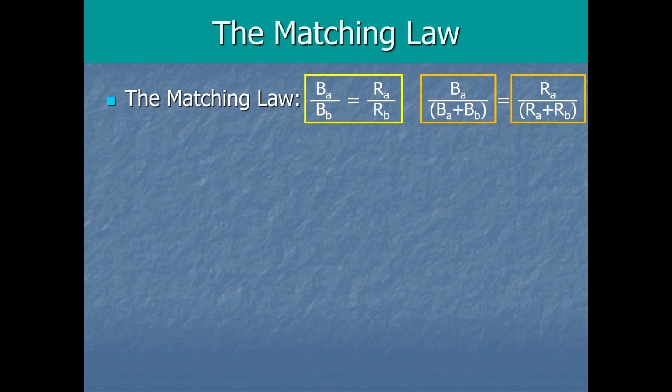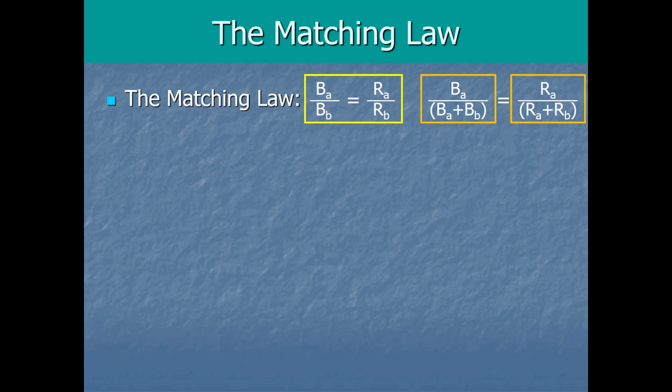What we're seeing in yellow here, we're saying the ratio of behavior on key A to key B is equal to the ratio of reinforcement on key A to key B. That's still the matching law. It's still about the relative rate of reinforcement on those dictating the relative rate of behavior on those. Okay? So same thing, that's still the matching law.